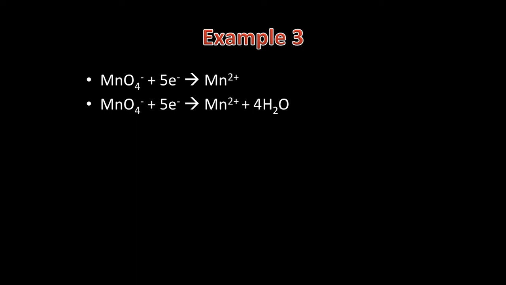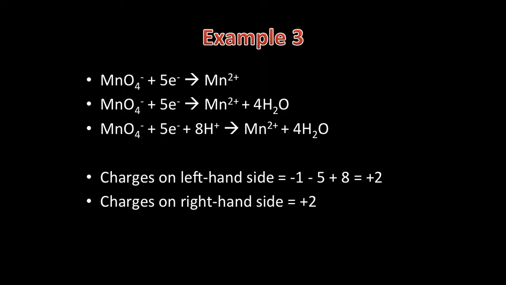Now, there are 8 hydrogens on the right-hand side and none on the left. So we add 8 hydrogen ions to the left-hand side. We know we're on the right track as the question states it is in acidic conditions. One final check you can make is to make sure that the charges on each side are equal. Looking at the left, the manganate ion has a charge of -1. There are 5 negative electrons and 8 positive hydrogens. This equals +2. On the right-hand side, there is just 1 Mn2+ ion.